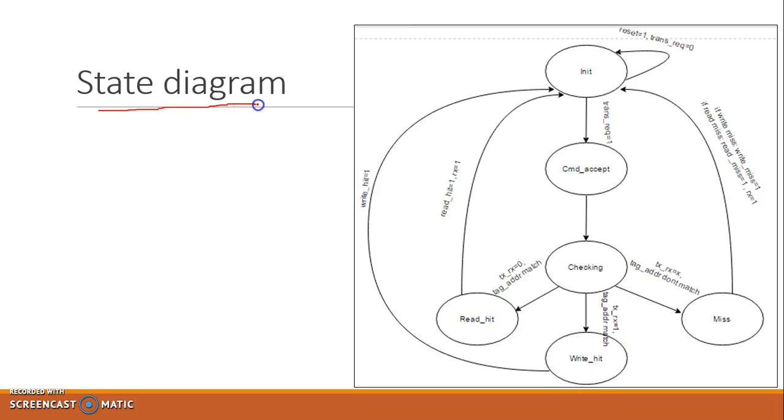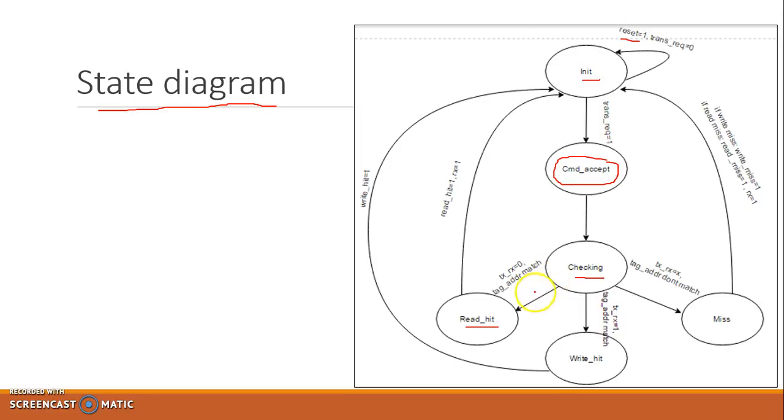So this is the state diagram that we designed for a smart hub. The first state is the initial state. If the reset is 1 or if there is no transaction request, then we are in the initial state. Whenever a device gives a transaction request, we go into the command accept state, where the command is accepted. The next state is the checking state, where the main thing happens. Here we check whether it's a read hit, write hit or a miss. This all happens in the checking state.